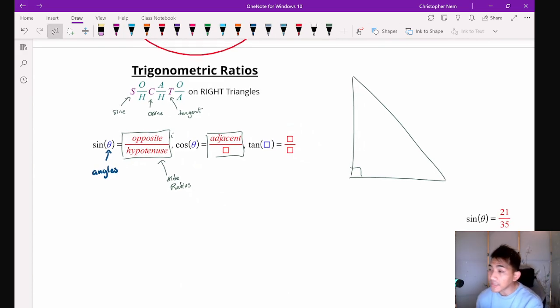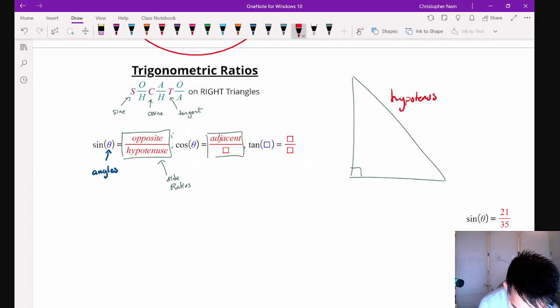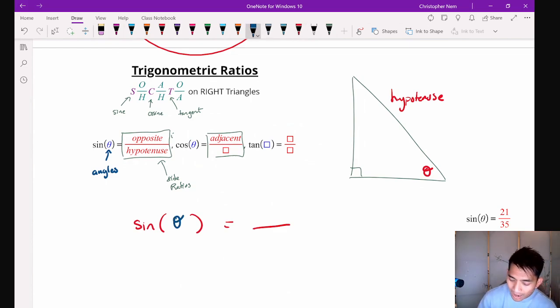Now, each of these sides will have a name. The longest side has the name hypotenuse. The other two sides, or the legs of the triangle, can either be the opposite side or the adjacent, depending on what angle you threw into your function. So if I throw theta right here into my function, if I ask you what is sine of theta, I want the opposite side length divided by the hypotenuse side length.